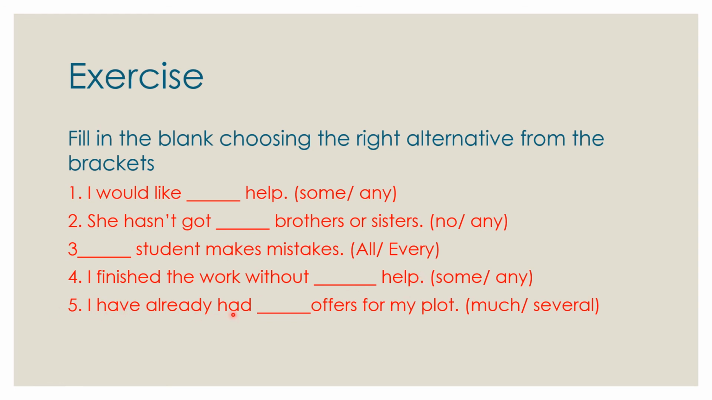I have already had dash offers for my plot. There are 2 alternatives, much, several. So the right alternative is several. I have already had several offers for my plot. Children, please write the notes of the determiners in your grammar notebook as well as complete both the exercises.